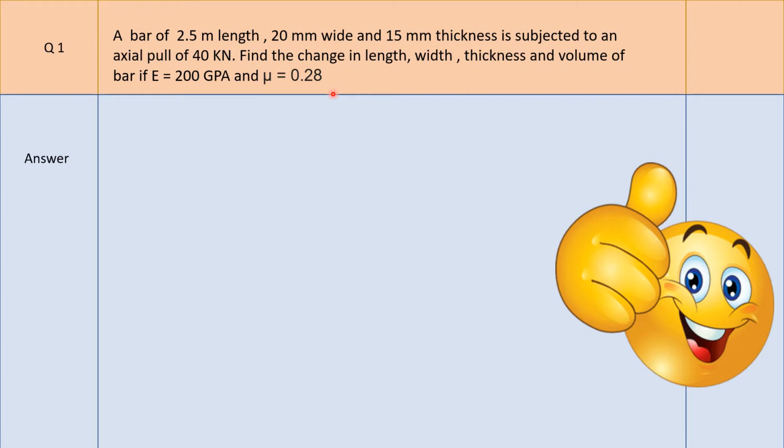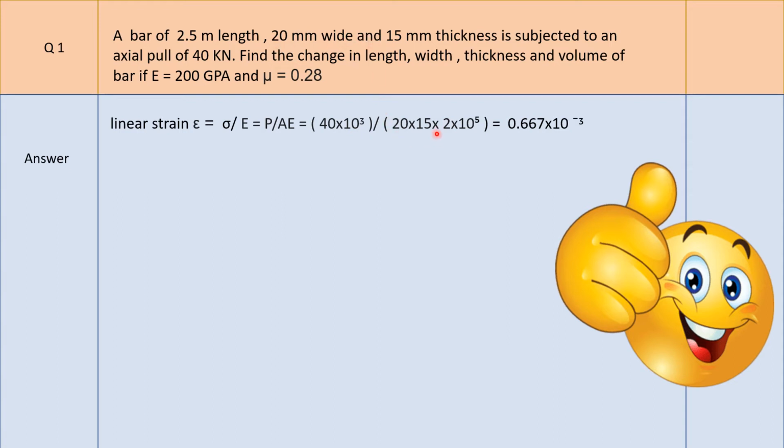First let us find out the linear strain. The linear strain will be sigma divided by E, that is P upon A into E. So substitute the value of P, given as 40 kilonewton. So 40 into 10 raised to 3, convert it into Newton. Area will be 20 into 15.